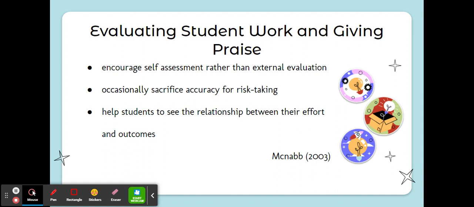McNabb adds that teachers should encourage self assessment rather than external evaluation, occasionally sacrifice accuracy for risk taking, and help students to see the relationship between their effort and outcomes.